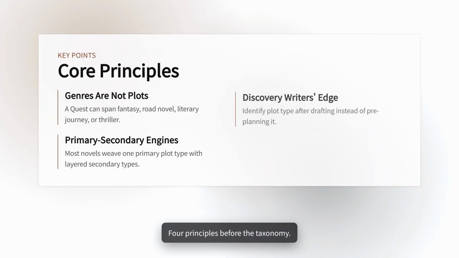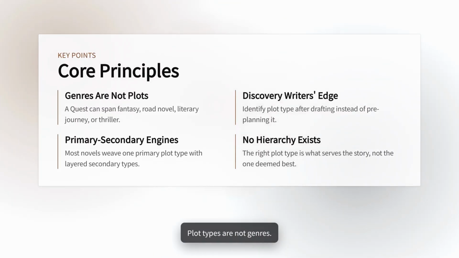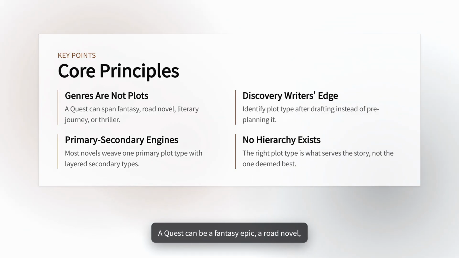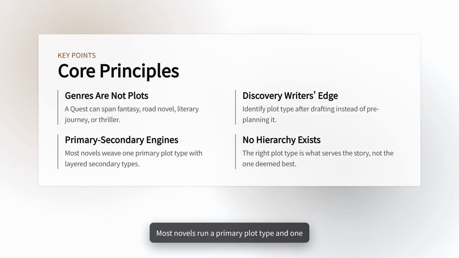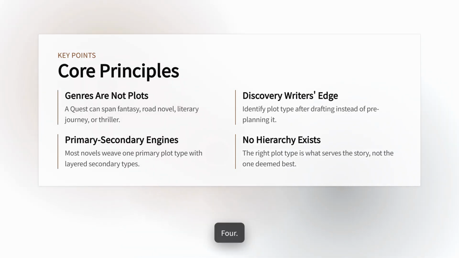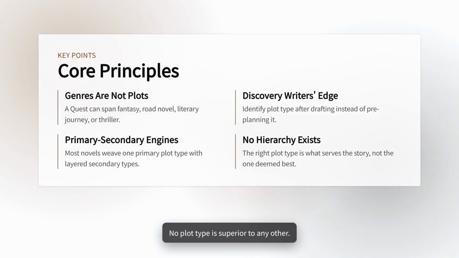4 principles before the taxonomy. 1. Plot types are not genres. A quest can be a fantasy epic, a road novel, a literary journey of self-discovery, or a thriller. 2. Most novels run a primary plot type and 1 or more secondary types woven through it. 3. Discovery writers do not need to identify their plot type before they write, but they often benefit from identifying it after a first draft. 4. No plot type is superior to any other. The question is not which type is best, but which type is right for this story.